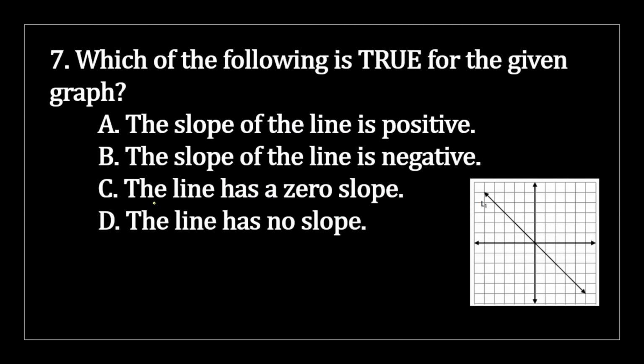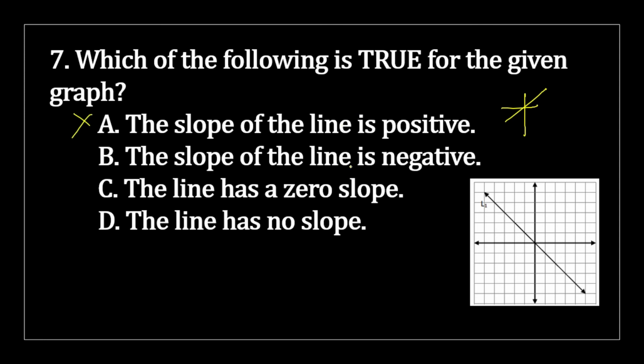Okay, which of the following is true for the given graph? So let's look at the graph. The slope of the line is positive. The graph of a positive line should be like this. So this one is not, again, it should be like this. So this one is not correct.